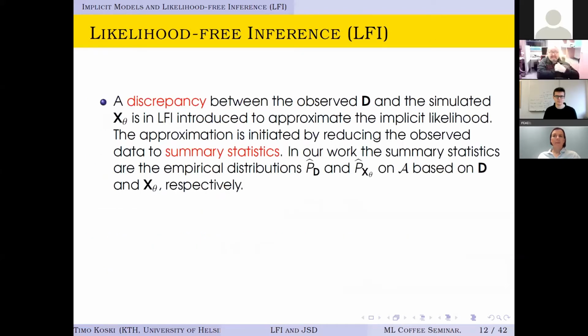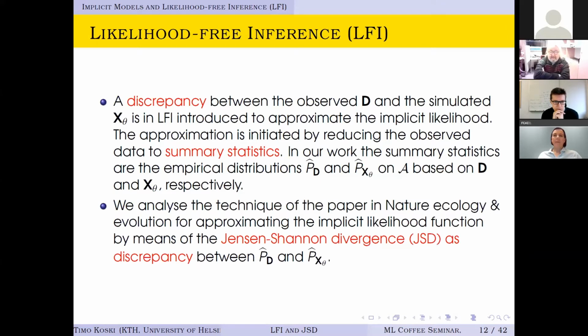Now the discrepancy is between the observed data and the simulated data, and you need to approximate the implicit likelihood, and the approximation is done by looking at summary statistics. In this work, the summary statistics are the empirical distributions p hat d and p hat x theta that are based on our data. And then the discrepancy will be the Jensen-Shannon divergence between these two empirical distributions, p hat d and p hat x theta.